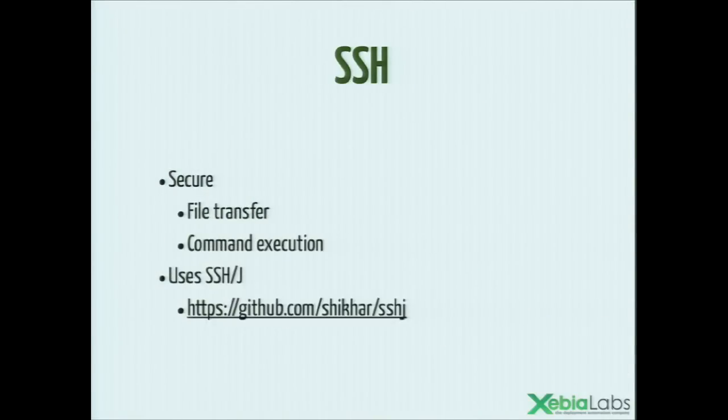We'll go into that. Yeah. So the first thing we actually added was SSH, because a lot of systems we deploy to are Unix systems, and basically the main way to go in there is a secure shell. So we can do secure file transfers and command executions. What we did is we found this library by a guy called Shikhar, which is SSHJ, and we embedded that into Overthere.